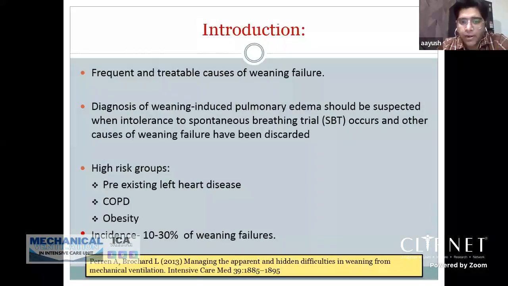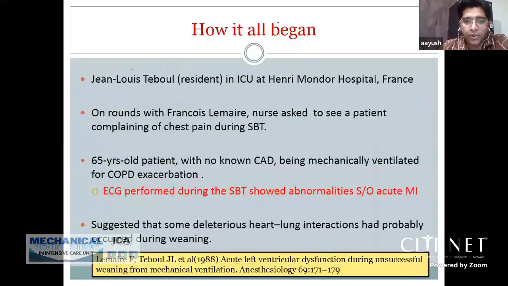The diagnosis of weaning-induced pulmonary edema should be suspected whenever an SBT trial fails and you've ruled out another cause of weaning failure. It is particularly found in some high-risk populations, like patients who have underlying left heart disease, advanced COPD patients, as well as patients who are morbidly obese. The incidence reported in a few of the past studies was close to 10 to 30% of the total weaning trials being conducted in the ICU.